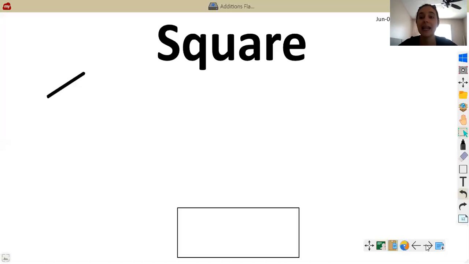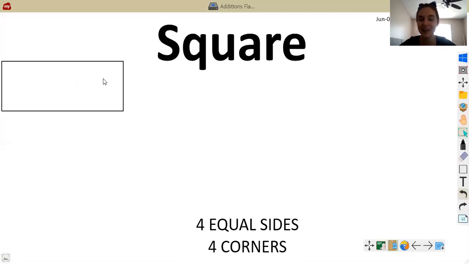All right, scholars, now that you guys did your part, I'm going to walk you through how I would draw my square. So I'm going to move my box to reveal what is a square. A square has 4 equal sides. That means that each side is equal in length. And a square also has 4 corners. So a square has 4 equal sides and 4 corners.